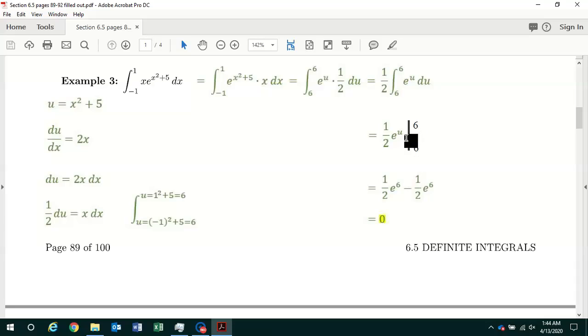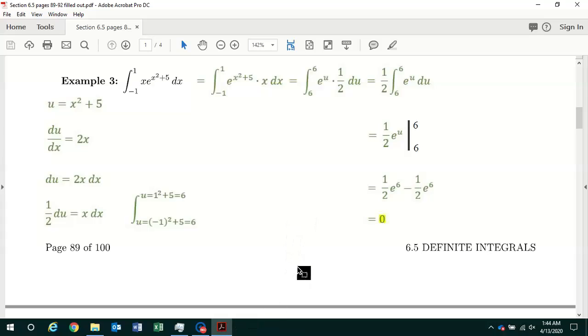Well, when we put in the upper limit of integration, we get 1/2 e to the 6, and then we subtract and put in the lower limit of integration. So we have -1/2 e to the 6, and anything minus itself is just equal to 0. So the value of our original definite integral is just equal to 0.